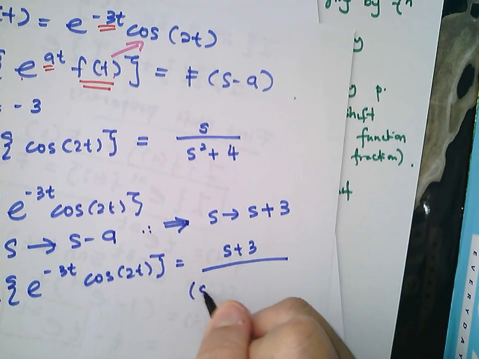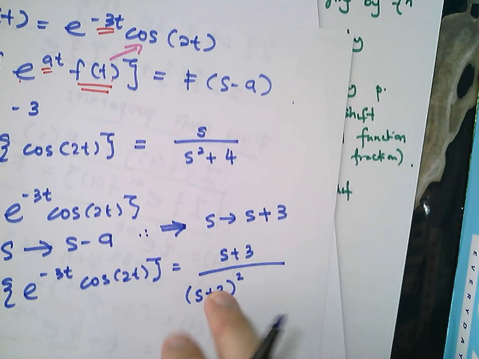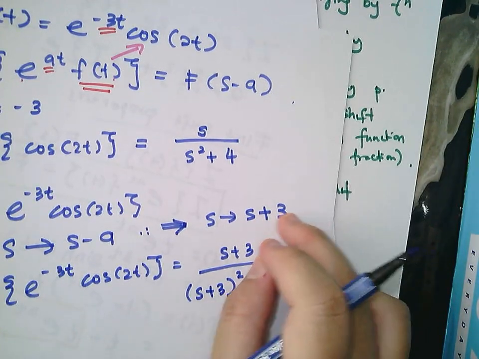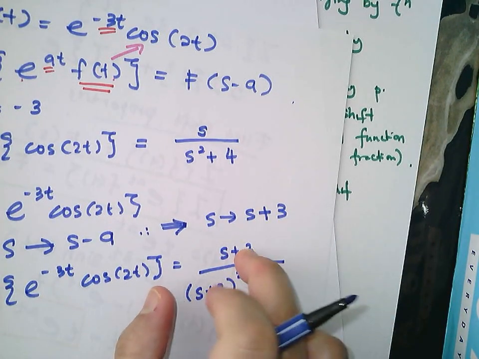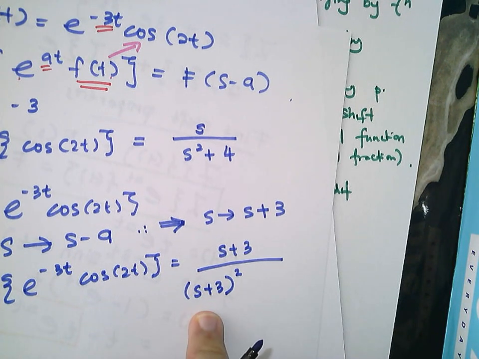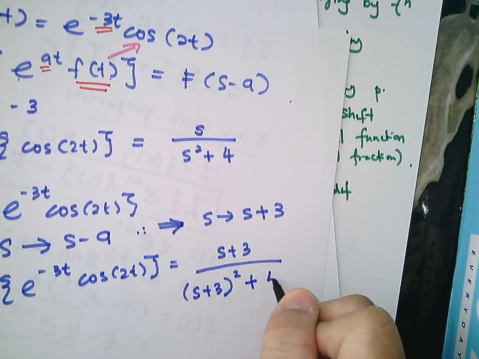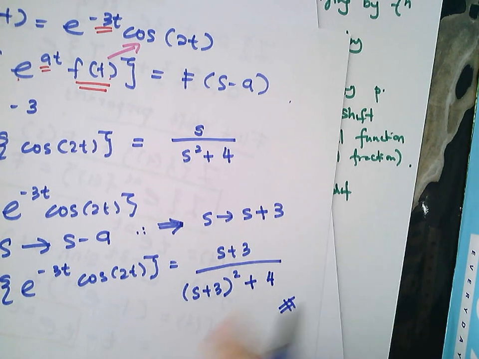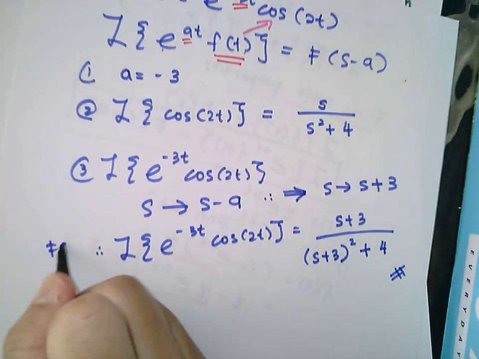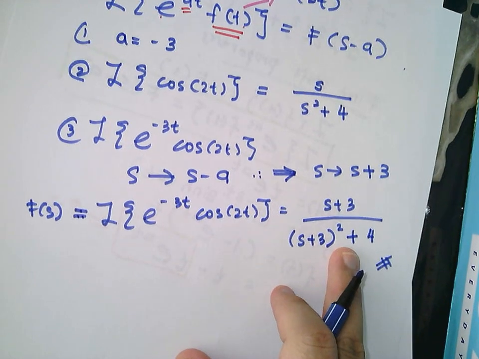So you will have s plus 3 the whole thing squared. Be careful here, because s you replace by s plus 3. So s plus 3 the whole thing squared, not s squared plus 3. That is wrong. This is the right way of doing it: s plus 3 the whole thing squared plus 4. So therefore this is your answer. This is your F(s). F(s) is equal to the Laplace of this one, which is equal to this one.